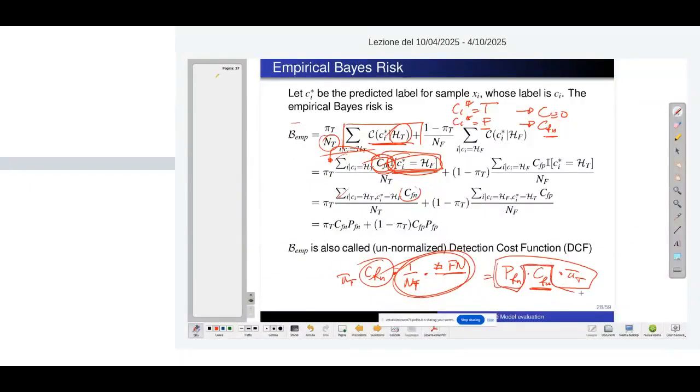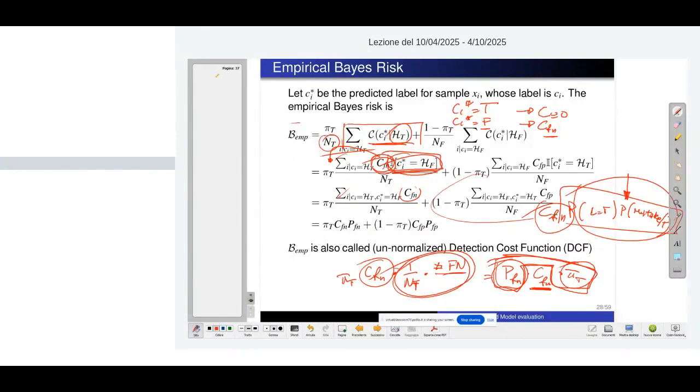On average, how many times do I have an error of that kind? Well, remember the interpretation we gave to this term: that's the probability of having a sample from class true times the probability that I make a mistake given that the sample is from class true. So this is the probability of a mistake of kind false negative. I multiply it by the cost of a false negative. This is the probability that I make a mistake of kind false negative, and this is the cost that I pay when I make that mistake.